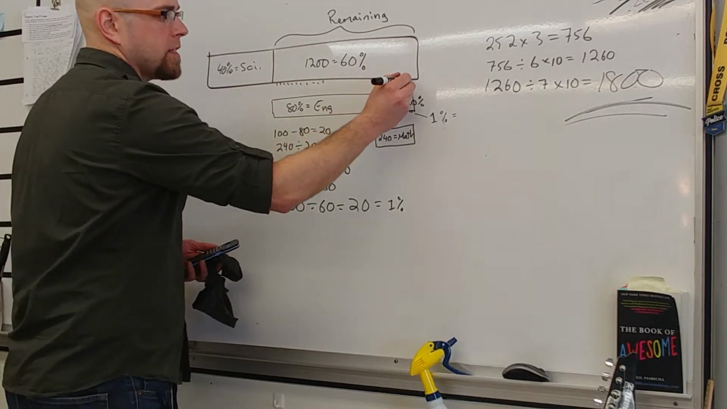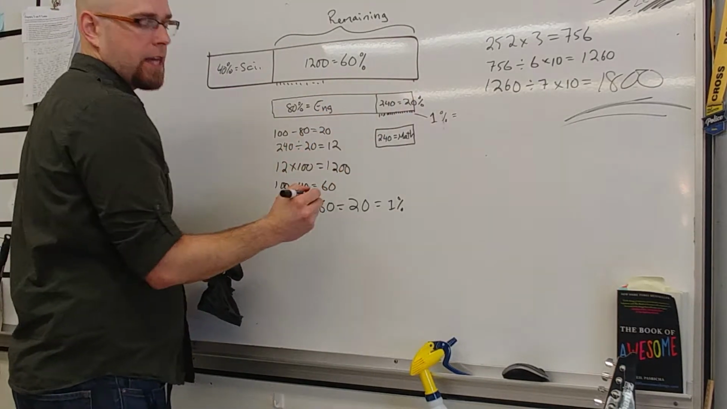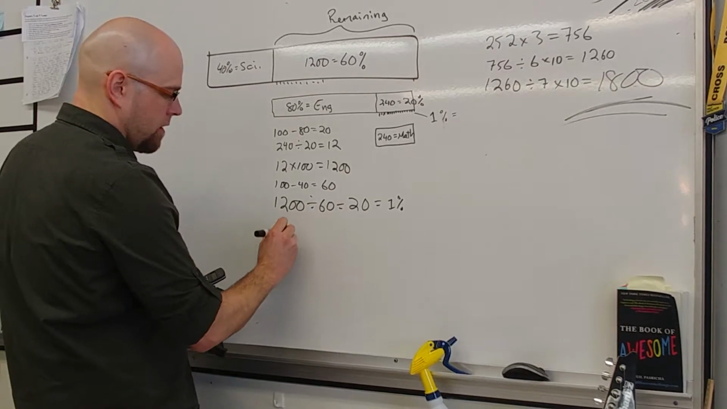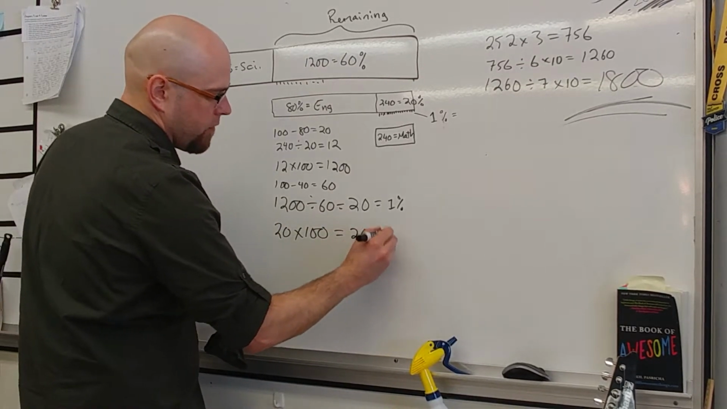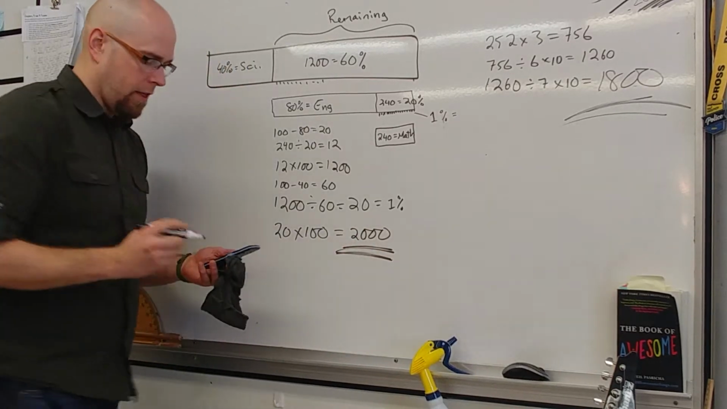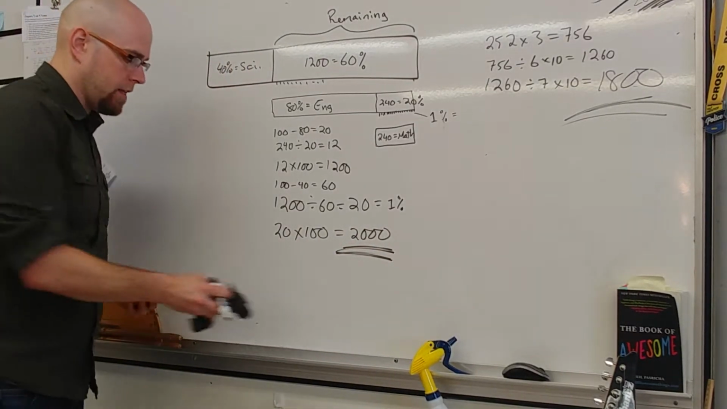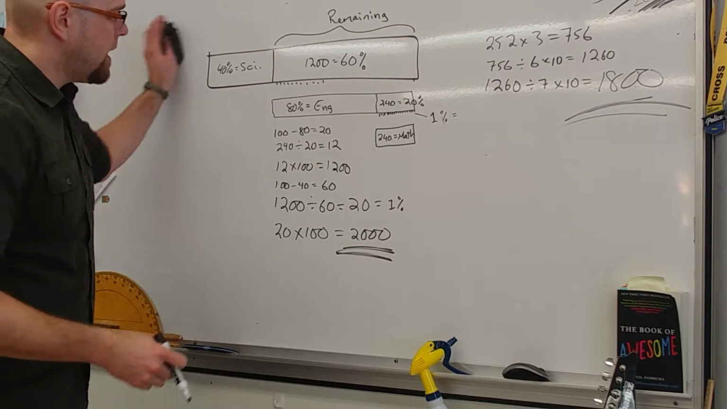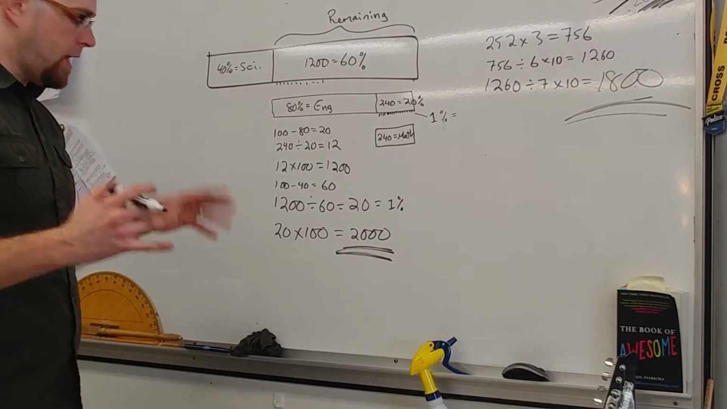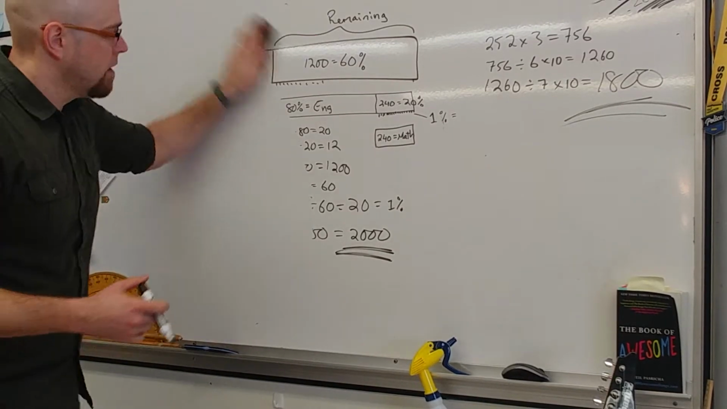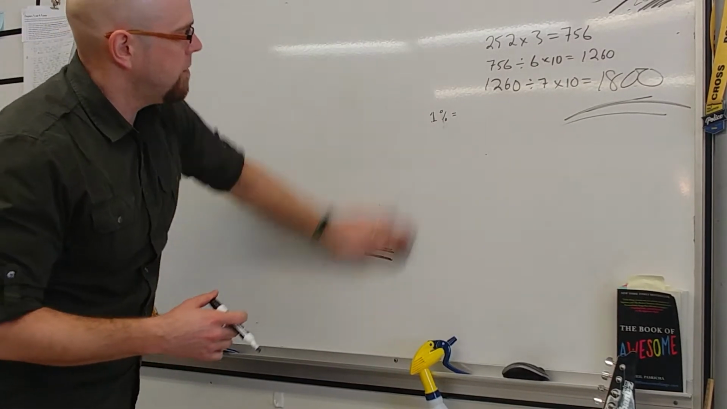Well, if 20 books is 1%, then 20 times 100 equals 100% of the books. There are 2,000 books in this library. So we're going to take what we just learned and apply this to the next question, because the next question brings it one step further.